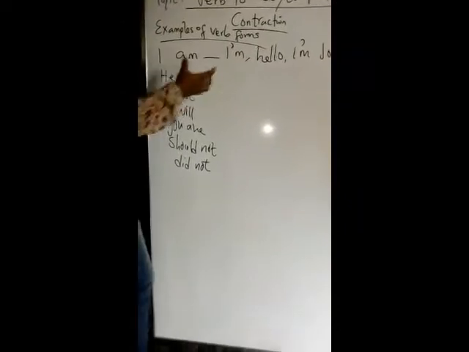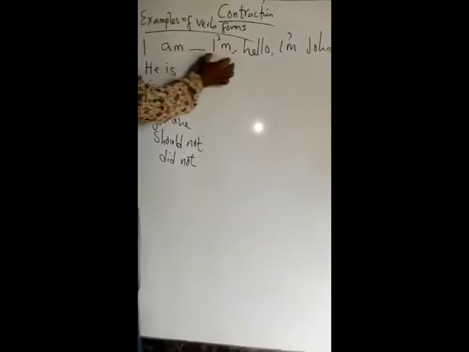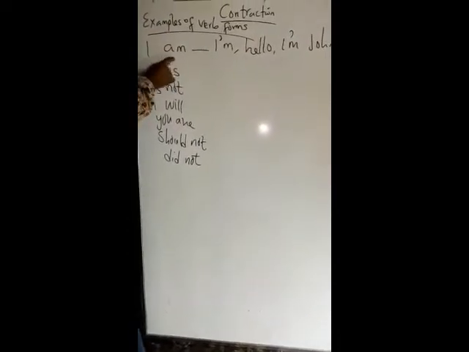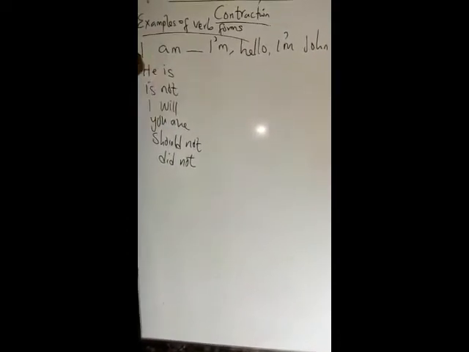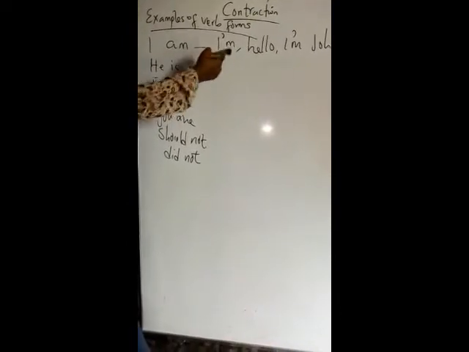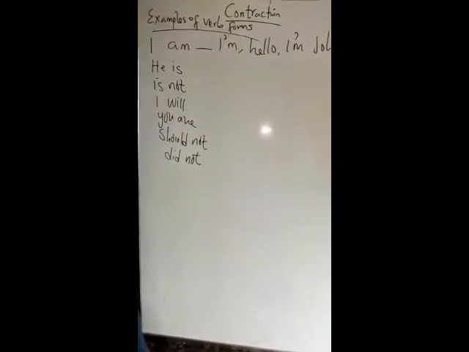All right. So this is now the contraction form. I have shortened it. I've shortened this verb to be. Instead of I am, I've gotten I'm. Okay, I'm. Now he is. I can use it for names.